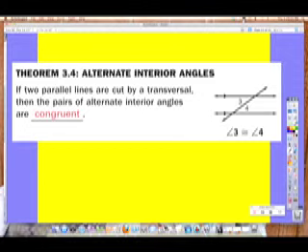Question, Sarah. Okay, so what's this wavy line? That means congruent. Thank you. Good one. There's symbols for everything in geometry. I shouldn't say everything, most everything in geometry.